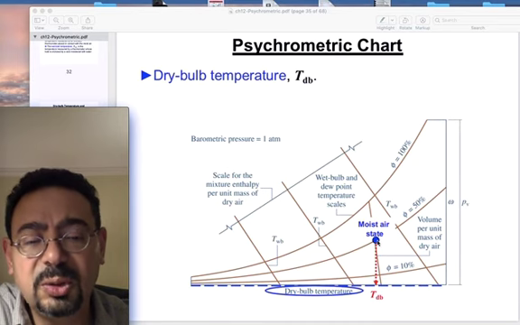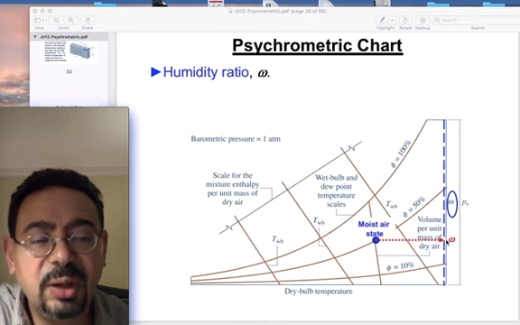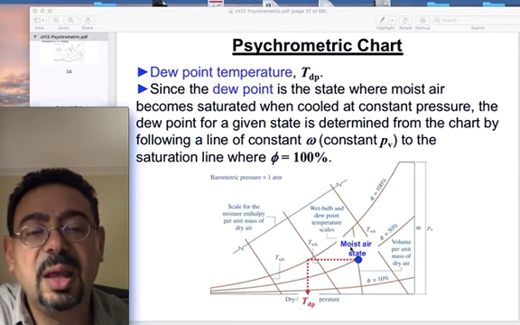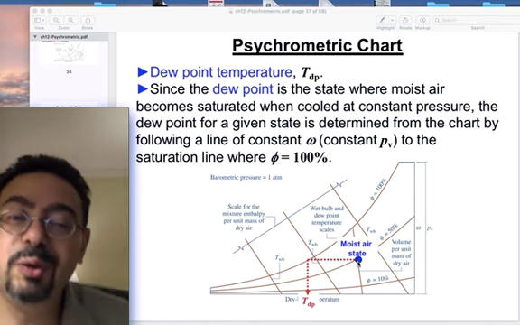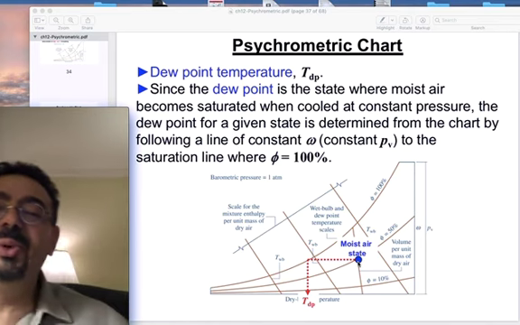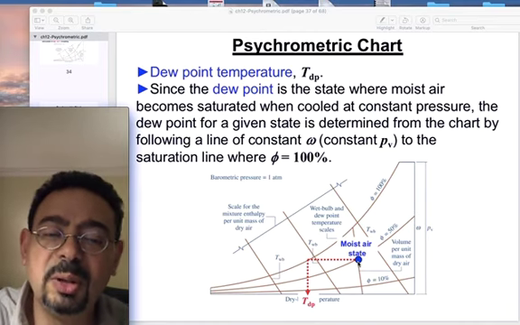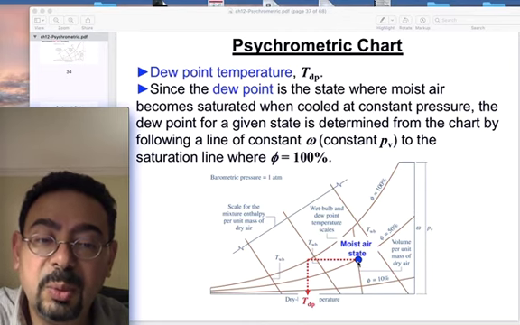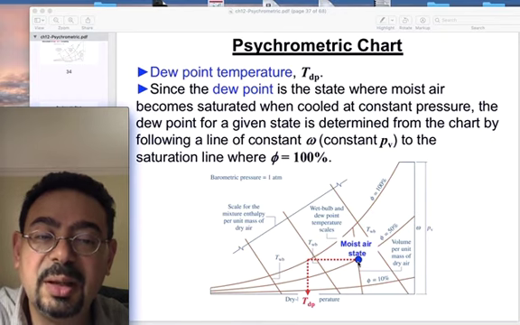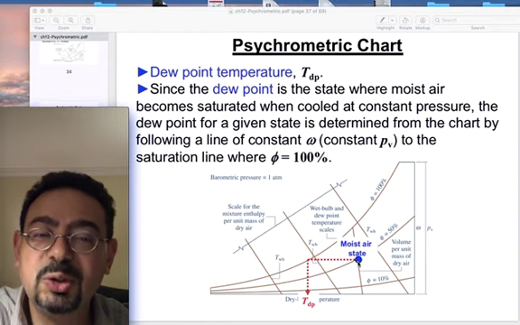If you know your state, you can read your dry bulb temperature. If you know your state, you can read your omega. If you know your state, see, this is super easy and very convenient too. If you know your state, you can get your dew point. How can I get my dew point? What happened at the dew point? We cooled the air and the water vapor all the way until we hit 100% humid air. That was the dew point.